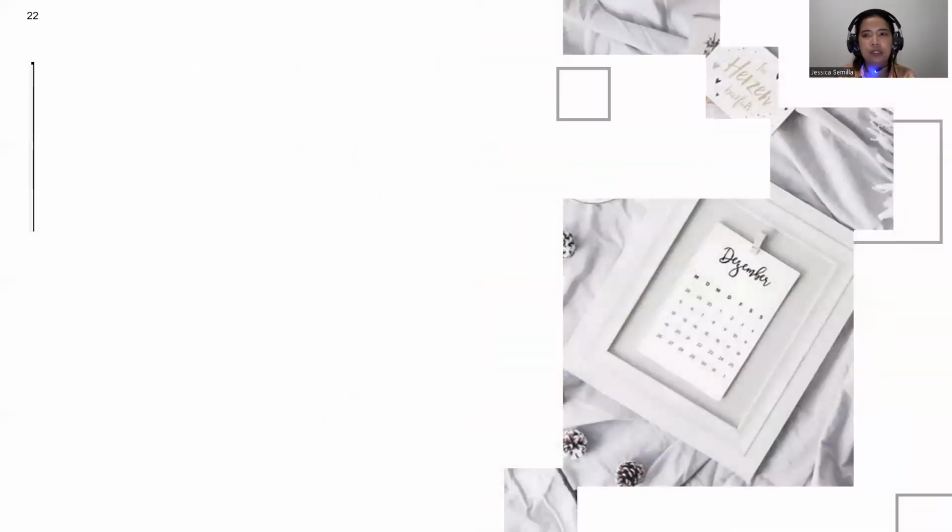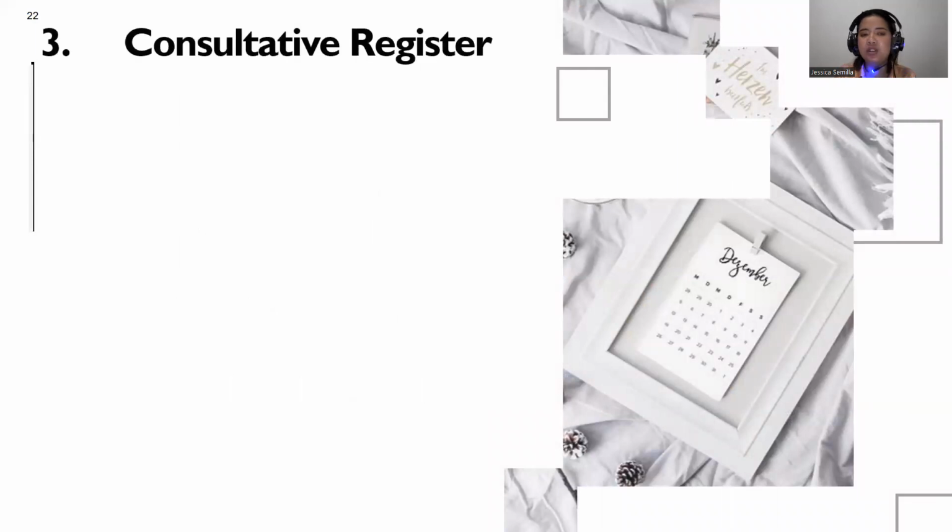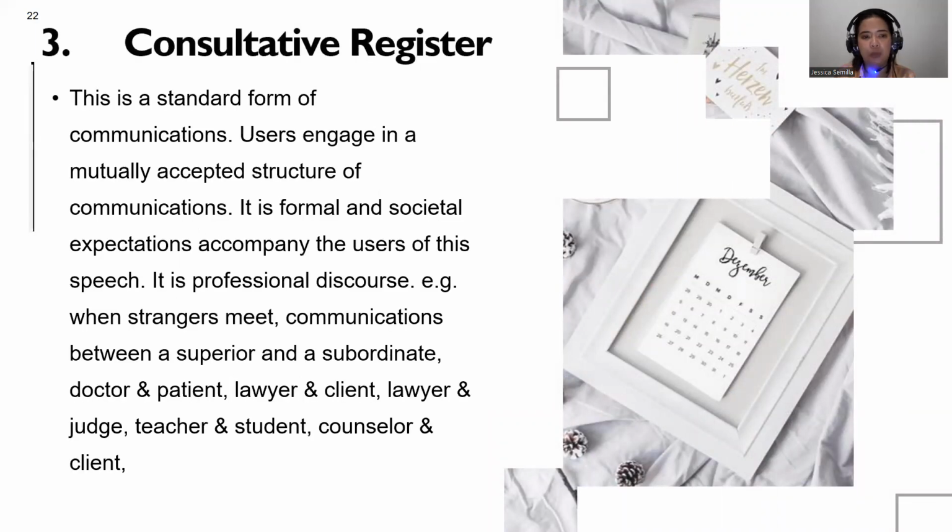So let's move on. So next one is consultative register. I know you're very familiar with this one. This one is a type of register wherein there is a counseling, questioning, like that. So the example of that one is basically more of a type of situation wherein they are in partners, like client and clientele. So the example of that one is the doctor and patient, the superior and subordinate, the lawyer and client, the lawyer and judge, a teacher and student, the counselor and client.